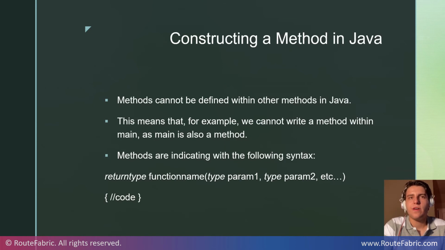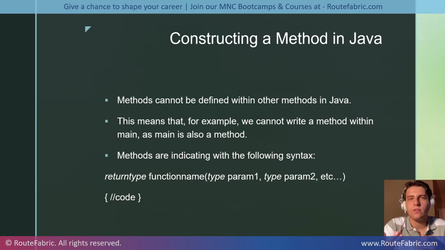So, constructing a method in Java. First we have to keep in mind that methods cannot be defined within other methods in Java. This means that, for example, we can't write a method within main, as main is also a method. If we have a method, we can't write another method within it. We can, though, obviously, write methods within classes or write methods within classes that are within other classes. Anything like that is perfectly fine. So methods are indicated with the following syntax.